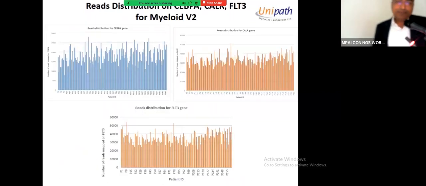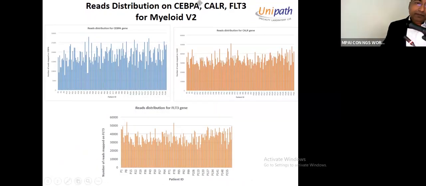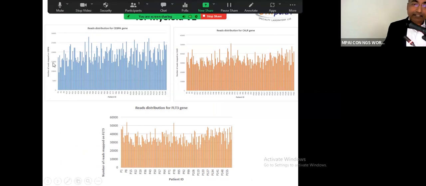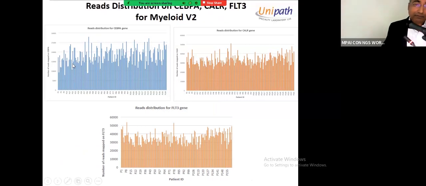Okay. And this is CEBPA, CALR, and FLT3 showing the coverage is good in all the samples. These are the reads for a particular CEBPA gene across all samples. I think we are getting more than 5,000 or 10,000x coverage. Color is more, CEBPA is slightly less, but it is all adequately getting covered.